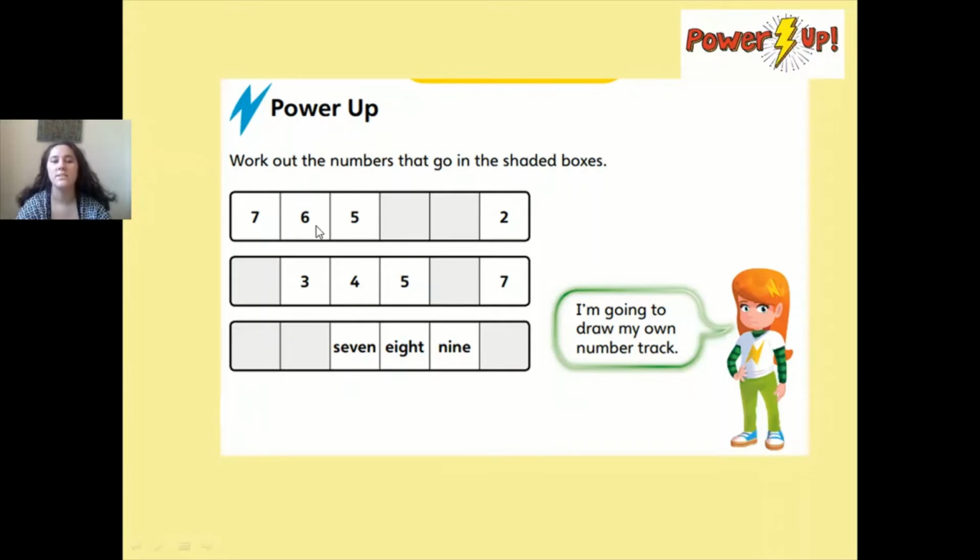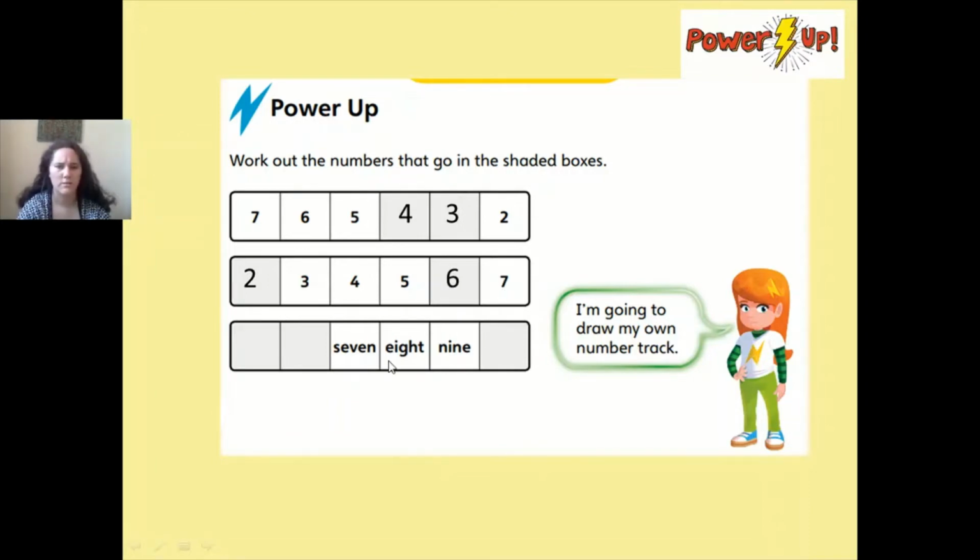So 7, 6, 5. What's going to be next? Brilliant. 4, then 3, and then we end on 2. Good job. Right. Let's see our next one. So here we've got 3, 4, 5. Well, what's going to come before 3? Well done. 2 comes before 3. Let's keep going. 2, 3, 4, 5. Oh, what's going to come next? 6. Amazing. Then we end on 7.